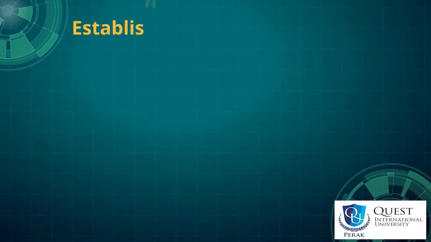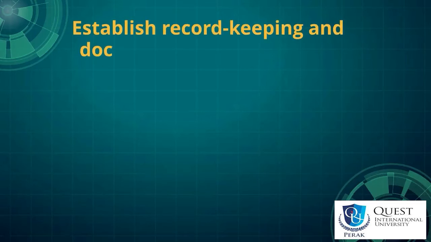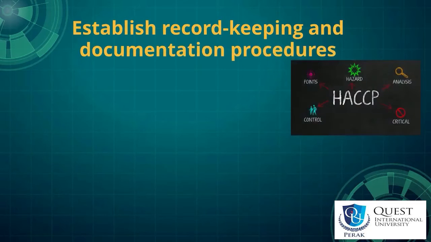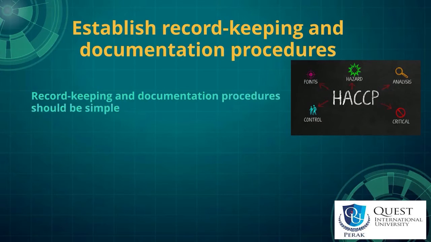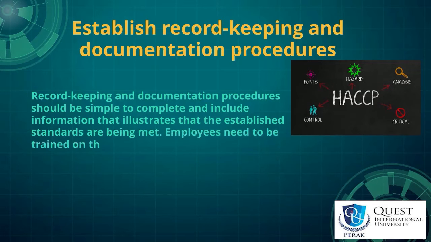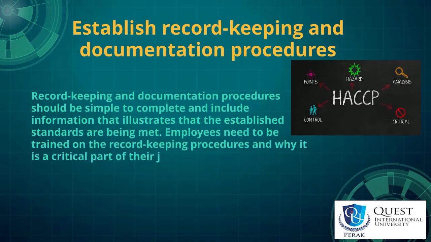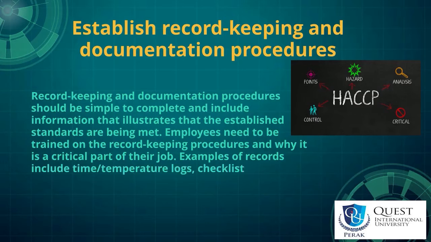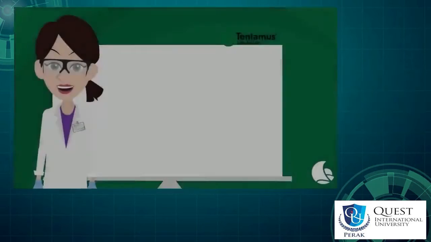The final step is about establishing record keeping and documentation procedures. Record keeping and documentation procedures should be simple to complete and include information that illustrates that the established standards are being met. Employees need to be trained on the record keeping procedures and why it is a critical part of their job. Examples of records include time and temperature logs, checklists, forms, flow charts, employee training records, and SOPs.